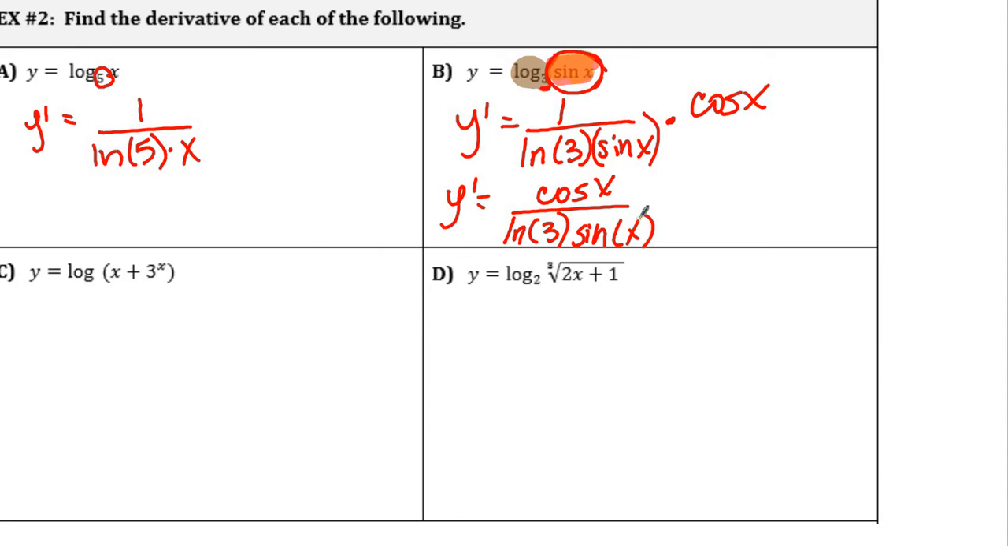If you want to simplify that a little bit, cosine over sine is cotangent. So you could rewrite that as cotangent of x over the natural log of 3.